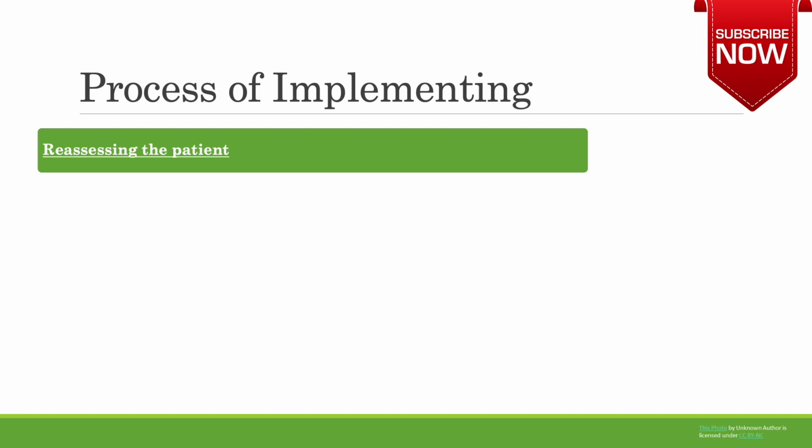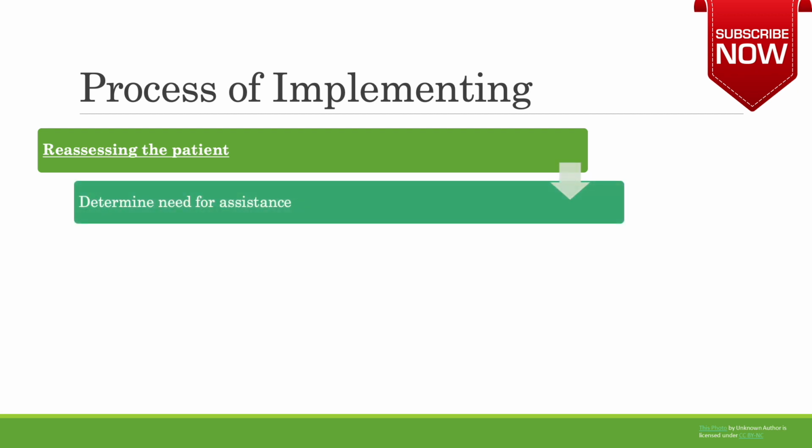The process of implementing begins with reassessing your patient. Before you perform any intervention, you always want to reassess your patient because the patient may not need the intervention anymore. A good example of this is if you were there to administer a beta blocker, you need to reassess your patient's blood pressure because their blood pressure may have dropped since you last saw them. And if you administer the beta blocker, their blood pressure can drop even lower and you can send them into shock or kill them. So it's really important that you always reassess your patient before you perform any intervention. And you may be tested on this because I was.